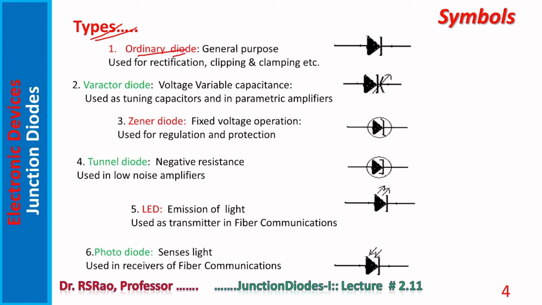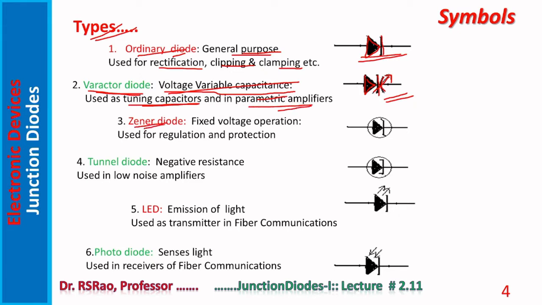Ordinary diode, this is general purpose diode. Symbol is shown here, one arrow with an obstruction symbol. These are used for rectification, clipping, and clamping. Varactor diode, this falls in the category of special diodes. It is well known for voltage variable capacitance. Symbol is shown here. Ordinary diode symbol modified by adding variable capacitance symbol. Varactor diodes are used as tuning capacitors and in parametric amplifiers.